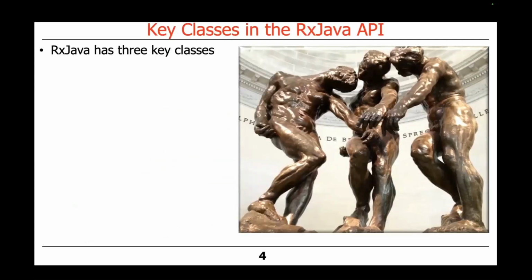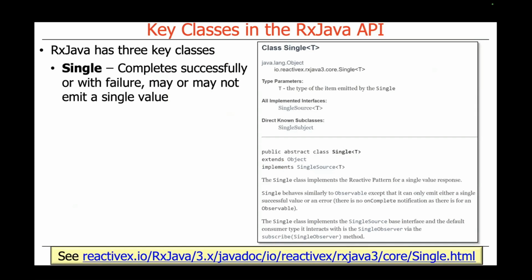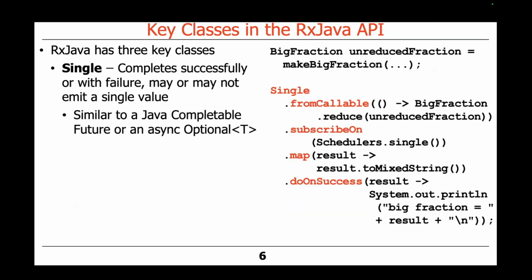So RxJava has three key classes and then a few variants of those classes. The first one is the single class, and the single either completes successfully or it fails, and it may or may not emit a single value. If it succeeds, it'll give you a value. If it fails, it may not give you a value. You can think of single as being something akin to Java CompletableFuture, or maybe even an asynchronous optional, because it just gives a single value back.